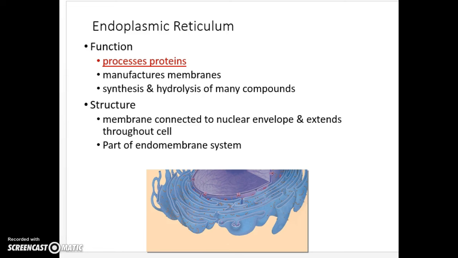But the structure of the ER is that it's a membrane. It's like a long matrix or webbing of membrane with an inner area within the membrane called the lumen. And that membrane is connected to the nuclear membrane, or what we call the nuclear envelope, and it extends throughout the cell. It's a very large structure. Because it's connected to the nuclear membrane, and because it's part of the protein synthesis system we have in the cell, it's part of the endomembrane system.